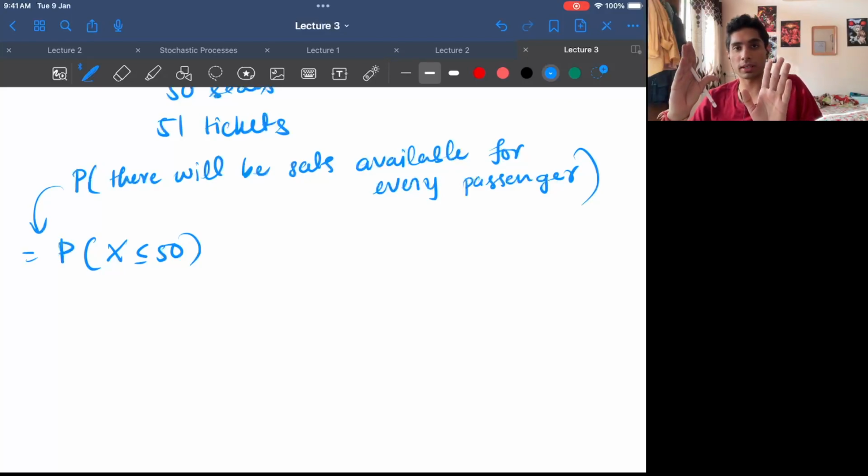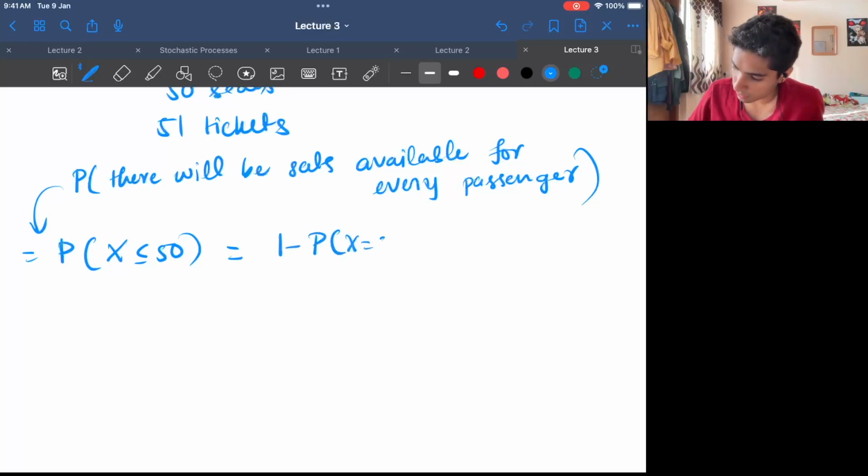But if x is equal to, let's say, 51, there will be one person who won't get any seat, right? So this is the probability that we are asked, and that is equal to what? 1 minus the probability of x equal to 51, right? Because this is the complement, right?